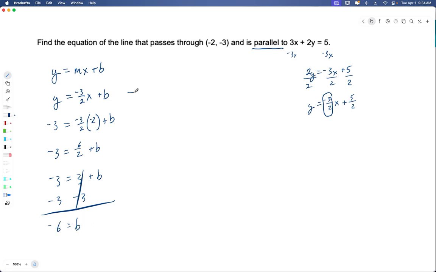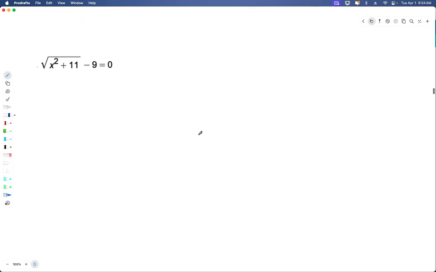So now I can go back up in here and rewrite this with my b value. y is equal to negative 3 over 2 x minus 6. That would be your solution. What makes it parallel is that it has the same slope, but then you have to substitute this point in to find the b value, okay? And in this case, it's negative 6. Let's look at the next problem you had. It's this one right here.